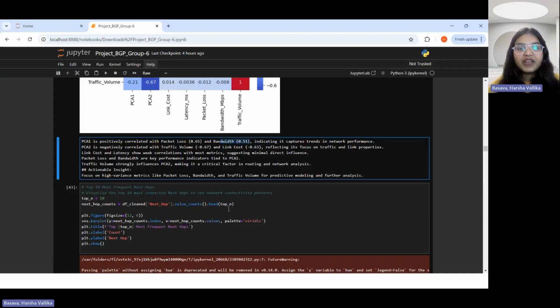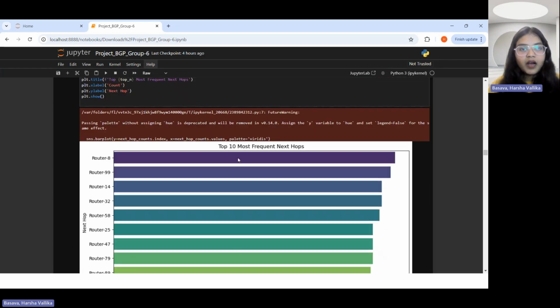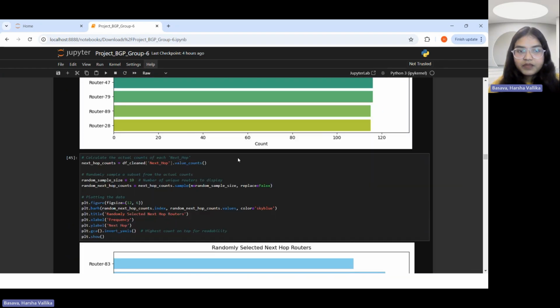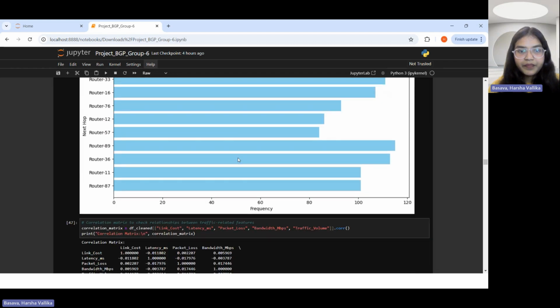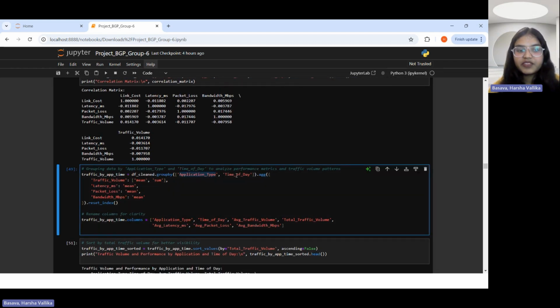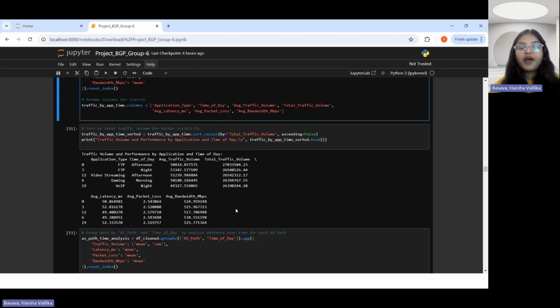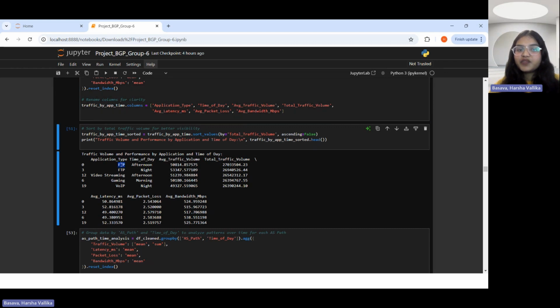So for this, we have done certain analysis on frequent hops, application type, and what time of the day the application is being used. Based on the analysis, we found out that there's a lot of file transfer happening during the afternoon. This is the average traffic volume and that's the total traffic volume. This is purely based on the data set we have.